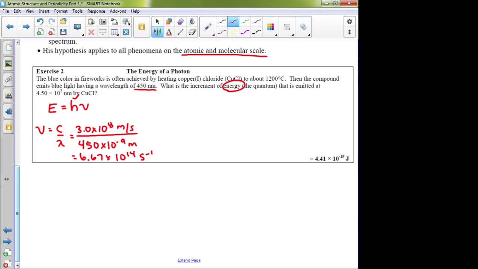So now that I have the frequency, can I find the energy? Sure, just plug it in. Planck's constant is 6.626 times 10 to the negative 34 joules times seconds, times the frequency, which is 6.67 times 10 to the 14th seconds to the negative 1. So what are these seconds going to do to one another? They're going to cancel, and I'm just left with joules. So I get 4.41 times 10 to the negative 19 joules.